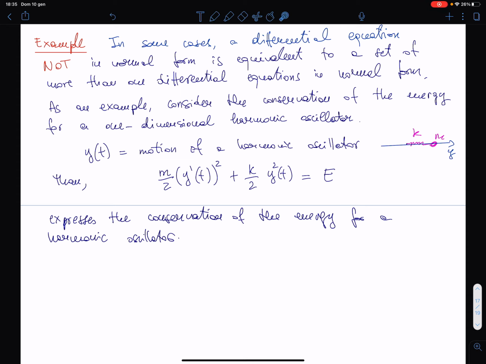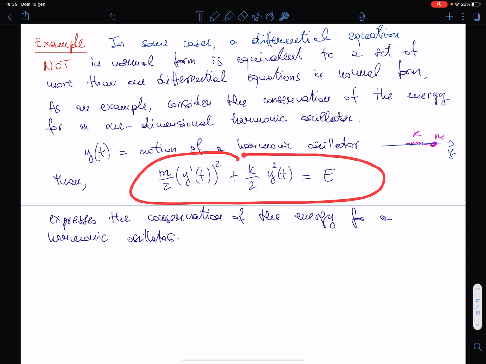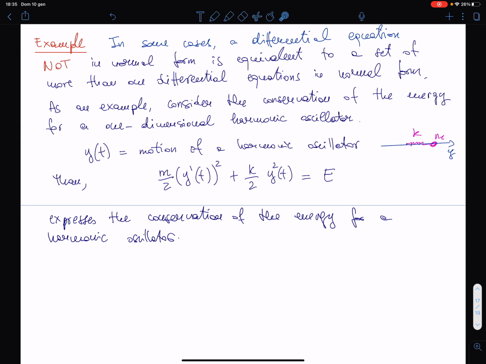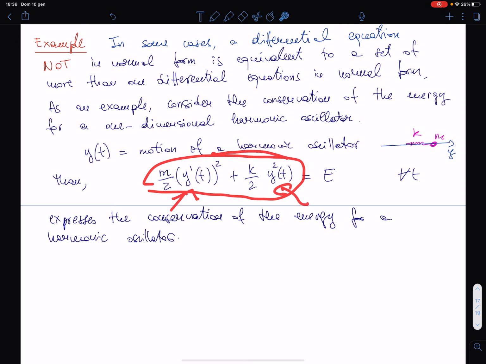Why is this expression conservation of the energy? You may say that it is the definition of the energy, but it is the conservation because here there is t, and this holds for every t. But in the right-hand side, there is no t. This means that as time passes, y prime may change, y may change, but this strange combination of the two never changes. It is always equal to E.